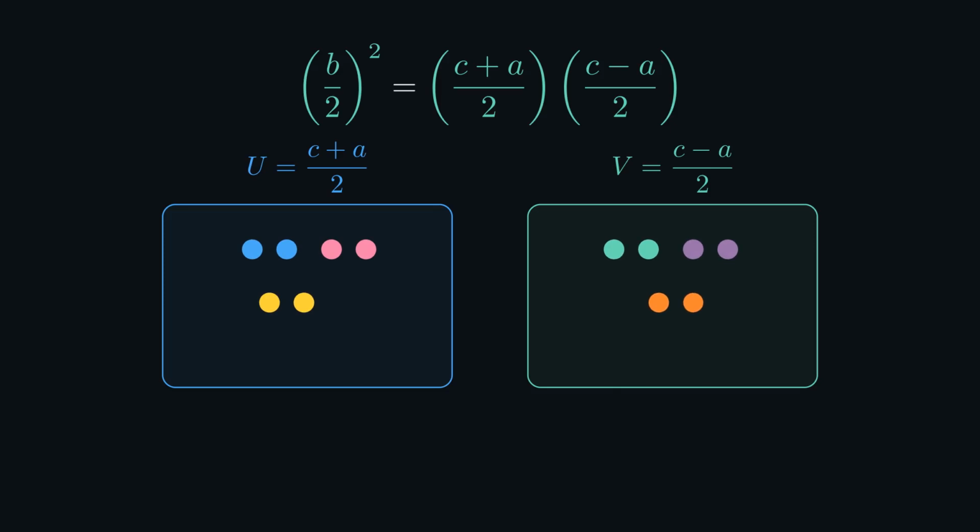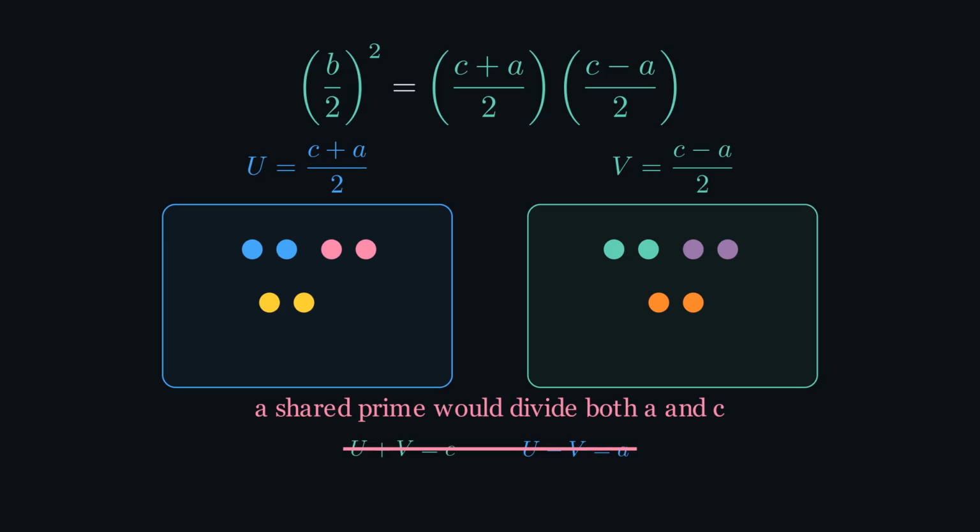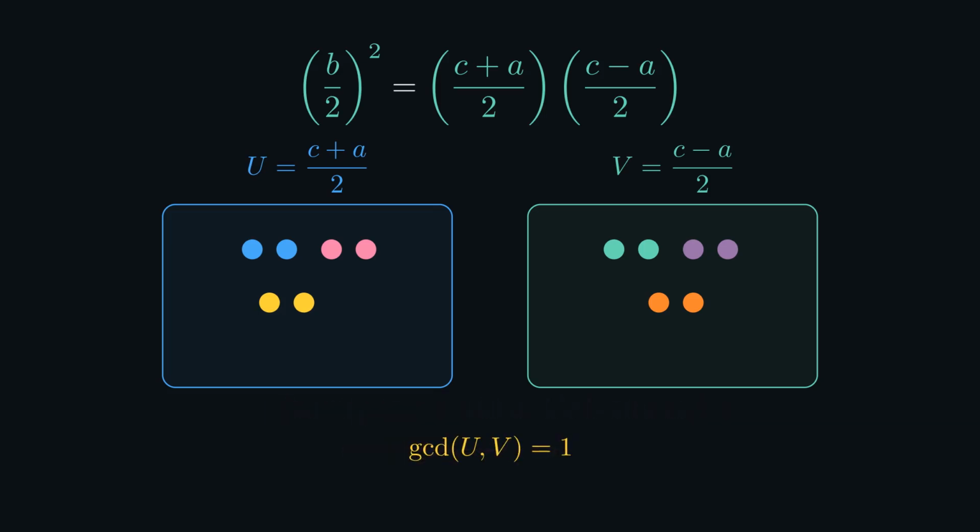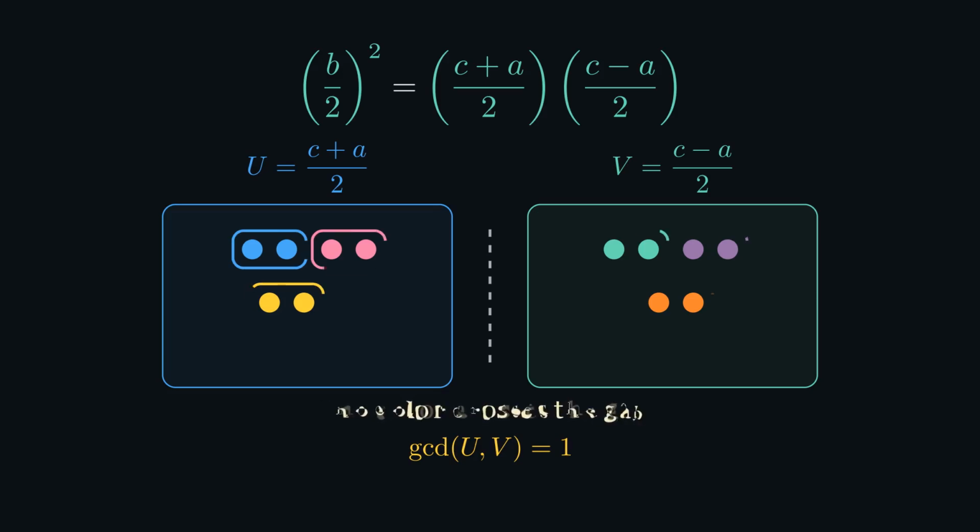Now these two factors share no common divisor. If they shared 1, it would divide both their sum, which is c, and their difference, which is a. That would contradict primitiveness. So we have two coprime positive integers whose product is a perfect square.